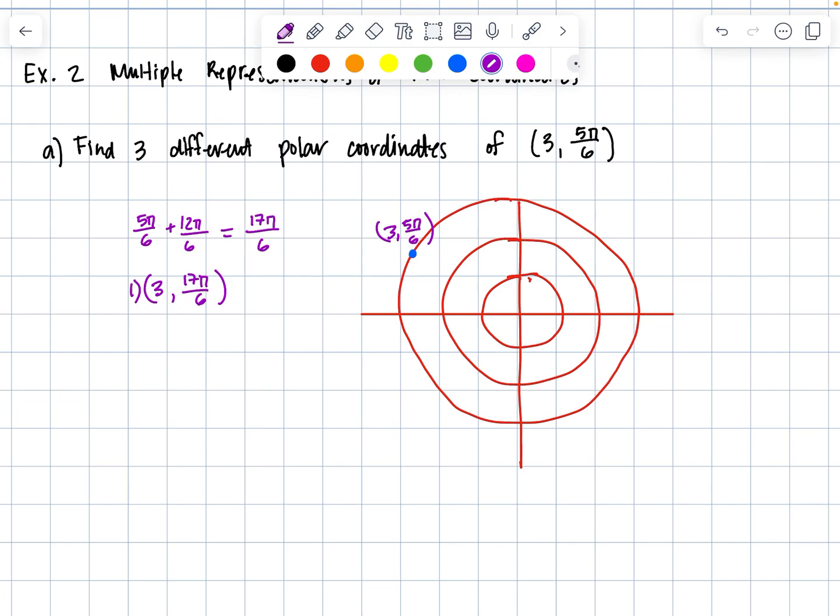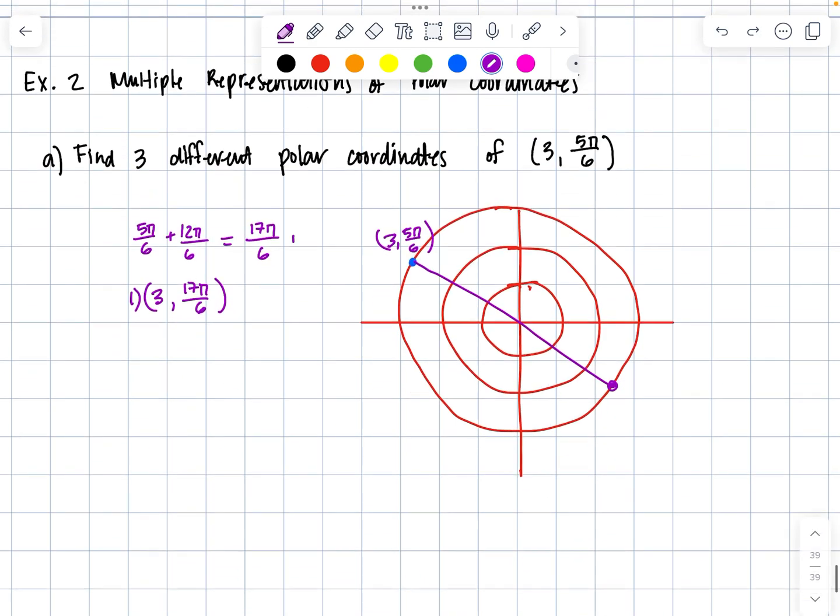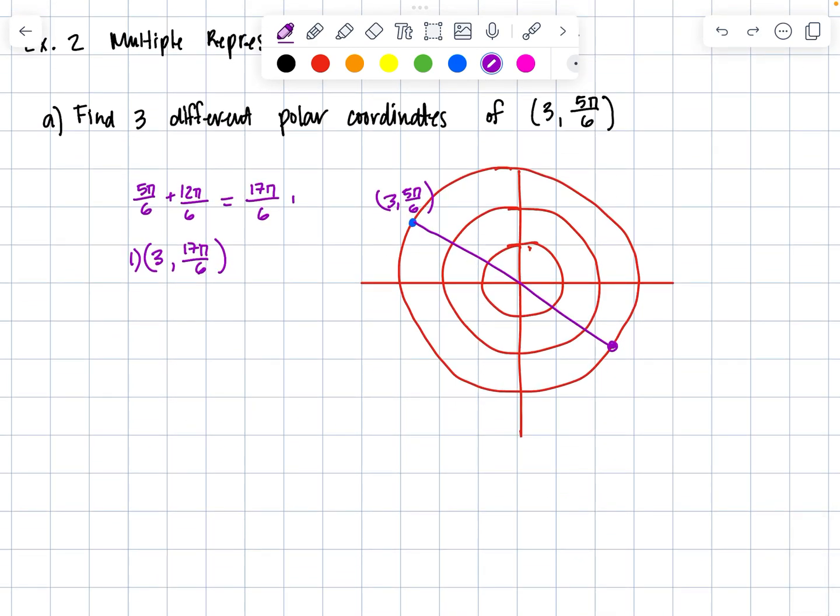Now, we can obviously repeat this process over and over and keep adding plus 2 pi to this, and then we could get more versions of it. Ultimately, that's kind of boring, though. So we could also do this. We could go directly across, like how we did in these examples, and find a different version of it. So if you really look at this, we could call this -3, because we're looking for the opposite direction of that particular coordinate.